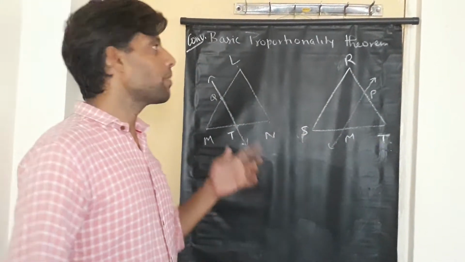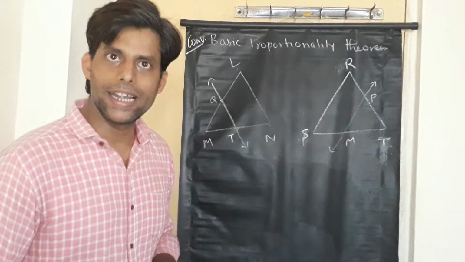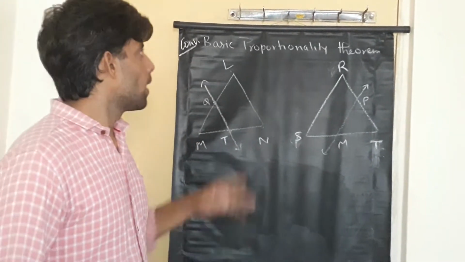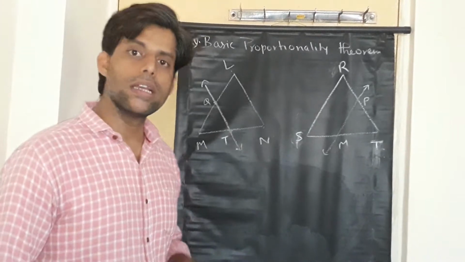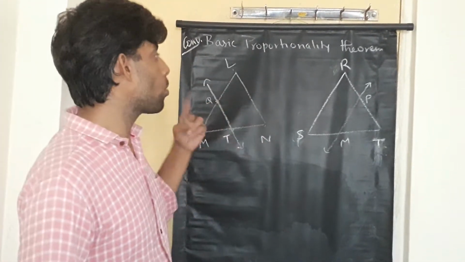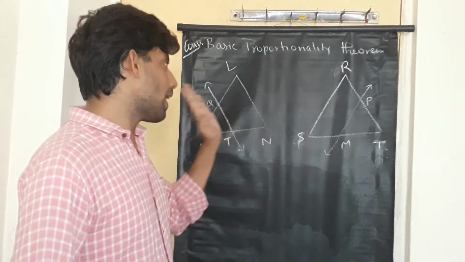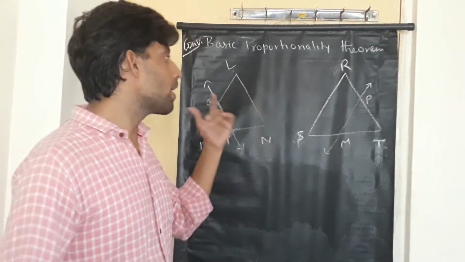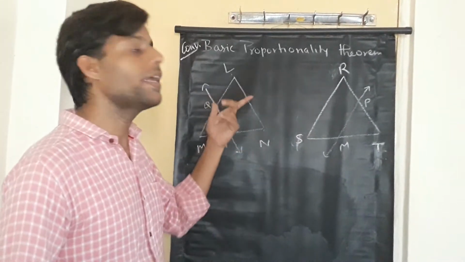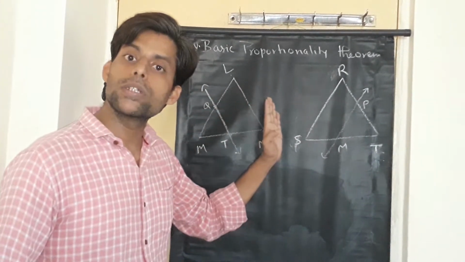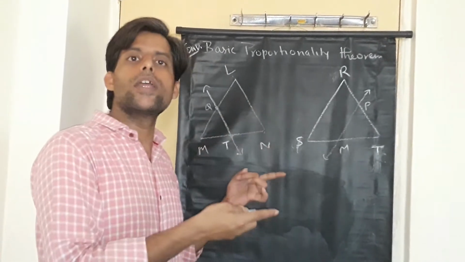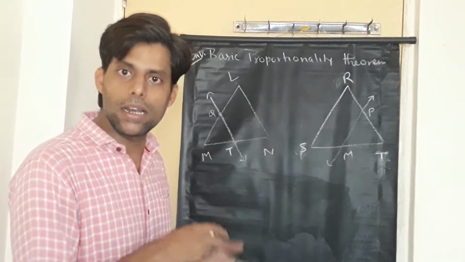Now students, the next topic is converse of basic proportionality theorem. As we know, converse means what? Ulta. Like in basic proportionality theorem, we learned that if there is a line parallel to a side of a triangle, then the ratios are equal. The lines are parallel, ratios are equal. So what will its converse be? If the ratios are equal, then the lines will be parallel.